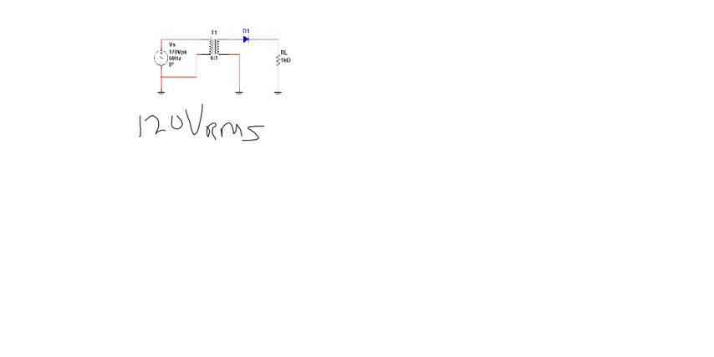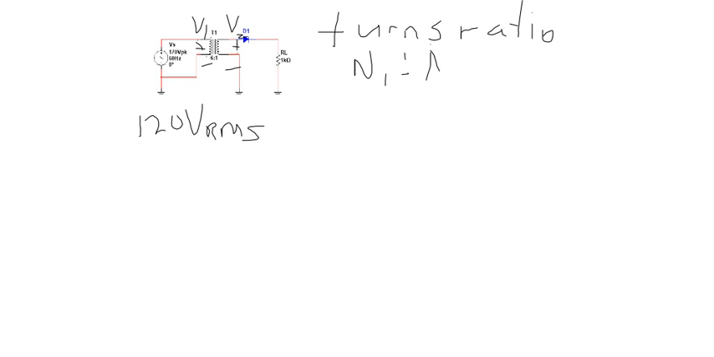Now remember the transformer equation. If this is V1 going into the transformer and V2 coming out, this 6:1 is called the turns ratio. Now, in this case, it's 6:1.